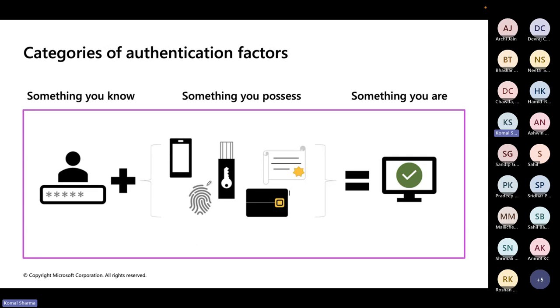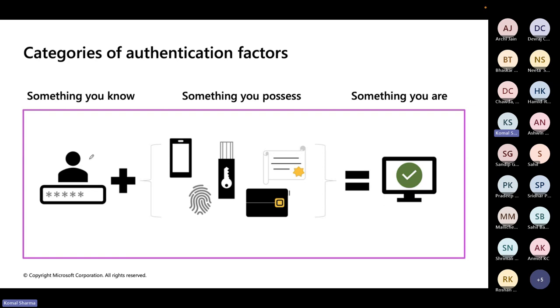Under the category of the authentication method, when you are using a factor of authentication, it can be something that you know. So that is your first category. It may be any password that you know. It may be any security question, and the answer for the same.